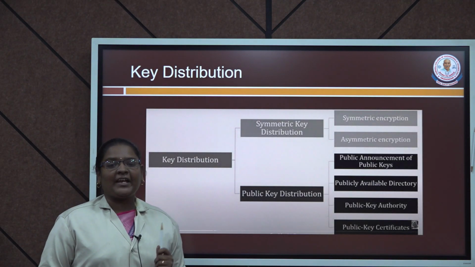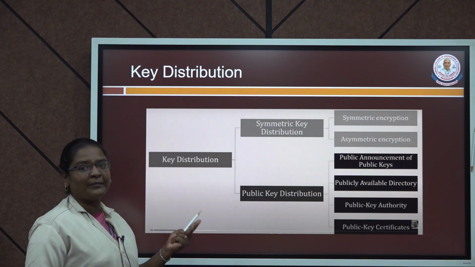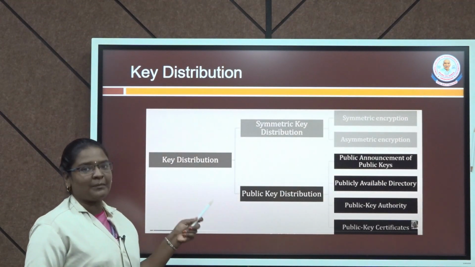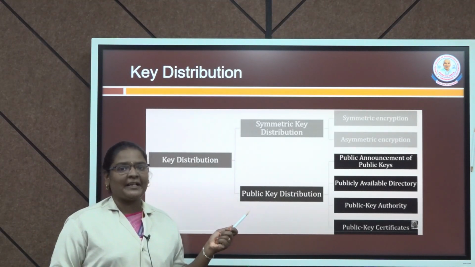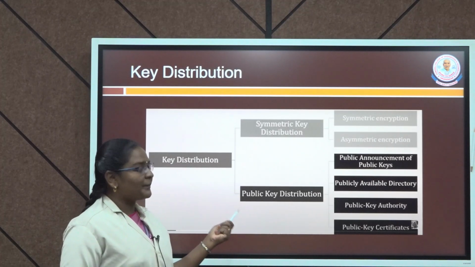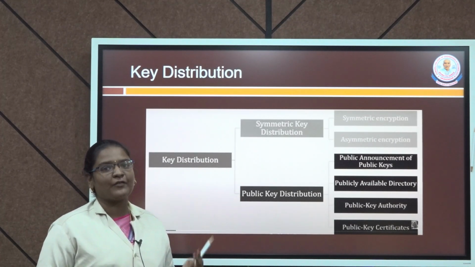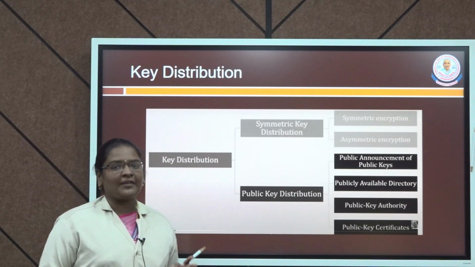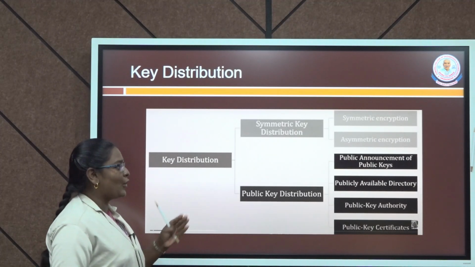Let's see the ways of key distribution. Normally the major categories are symmetric key distribution as well as public key distribution. In symmetric key distribution there are two ways, symmetric encryption as well as asymmetric encryption. For exchanging the public keys we have four ways. One is public announcement, the second is a publicly available directory, the third is a public key authority, and finally public key certificates. Let's see one by one.